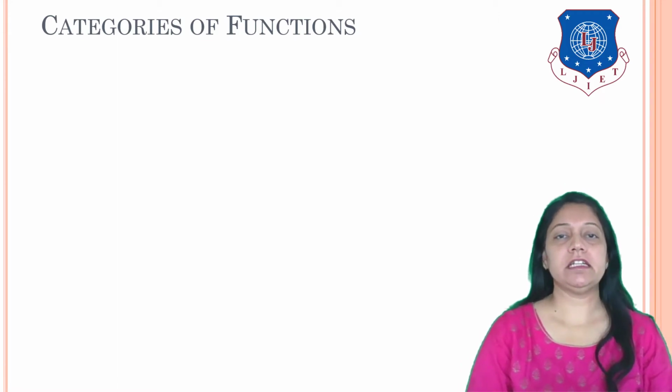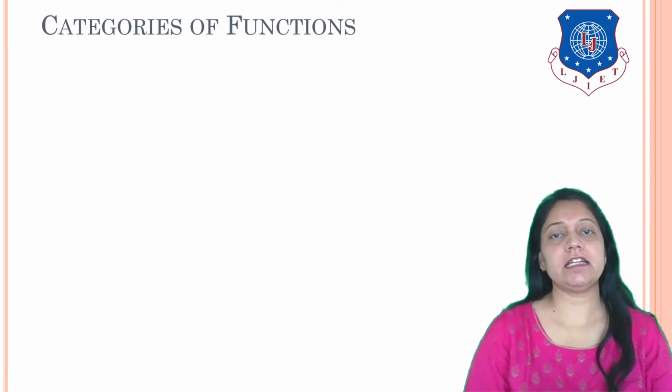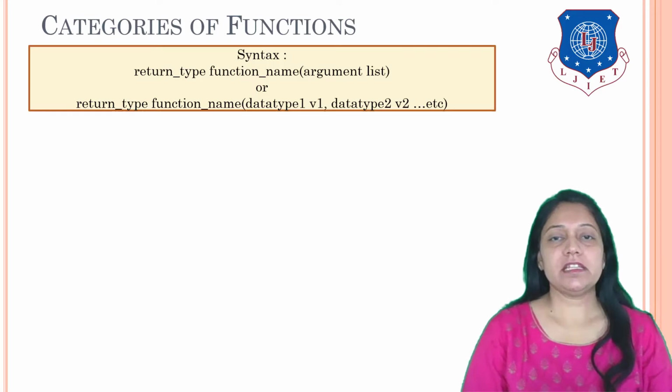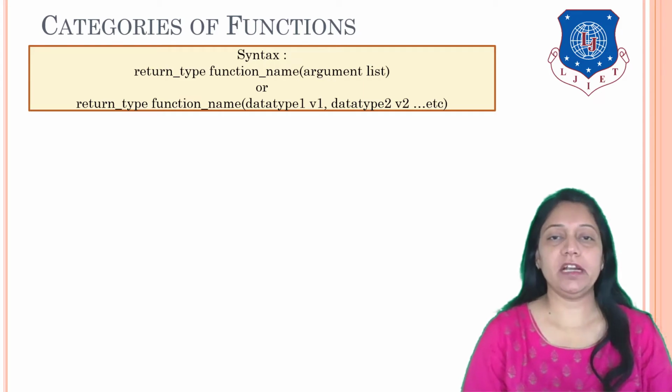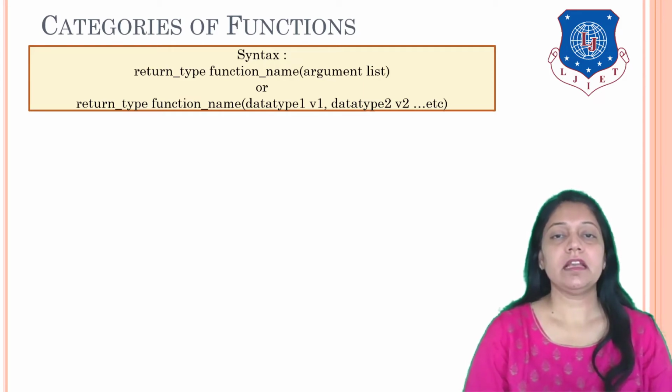So today we are going to see the next topic of functions, that is categories of functions. Basically we have seen that the syntax of function is return type, function name and bracket argument list. The argument list should be written as data type variable 1, data type variable 2 and so on. So this was what we have seen in the last video, the syntax of functions.